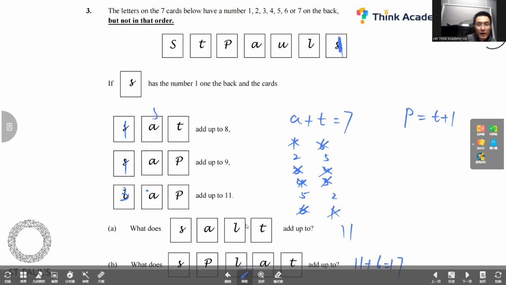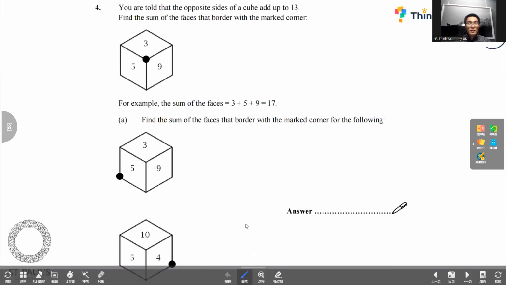Right. So when A is 5, then T is 2. A is 5, P is 3. Right, P cannot be 3 over here, you see? Because 3 is taken by L, so that means A can only be 2. Yeah, that is the only answer. Right, so 1, 2, 5, 1, 2, 6, and 3, 2, 6. Good, that's this question, and let's move on.